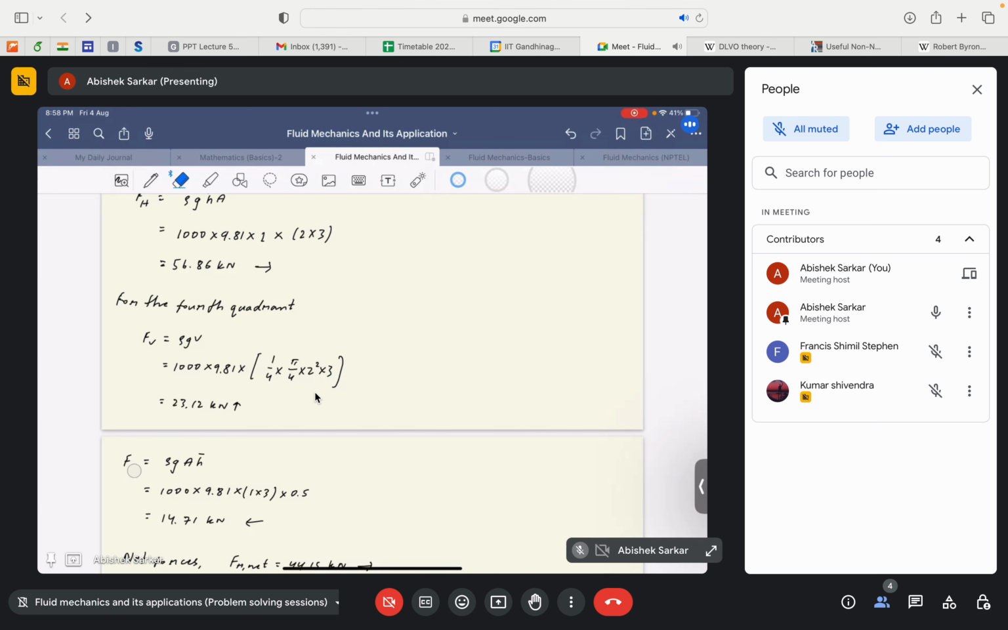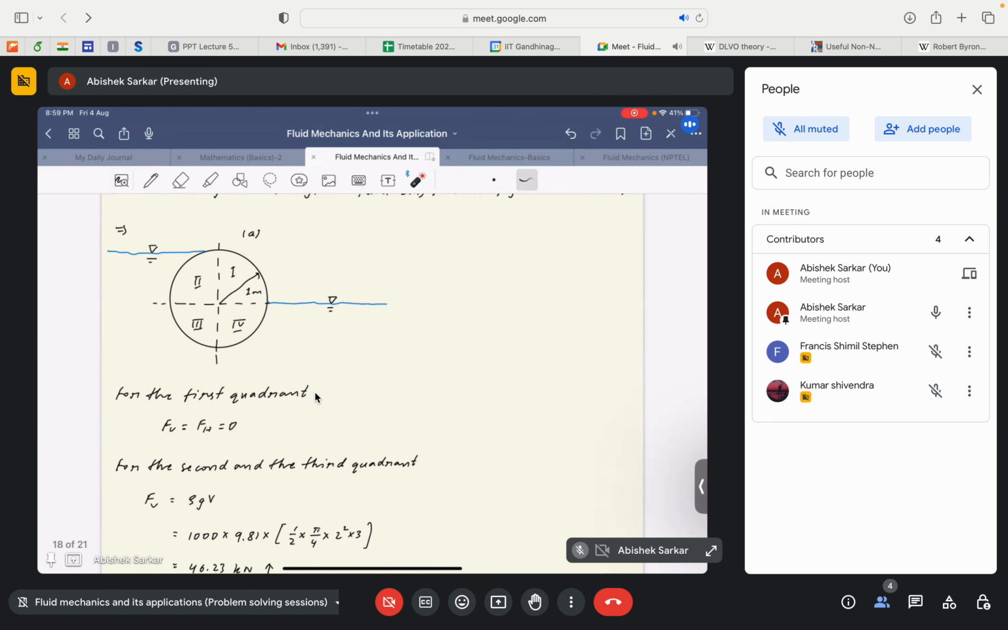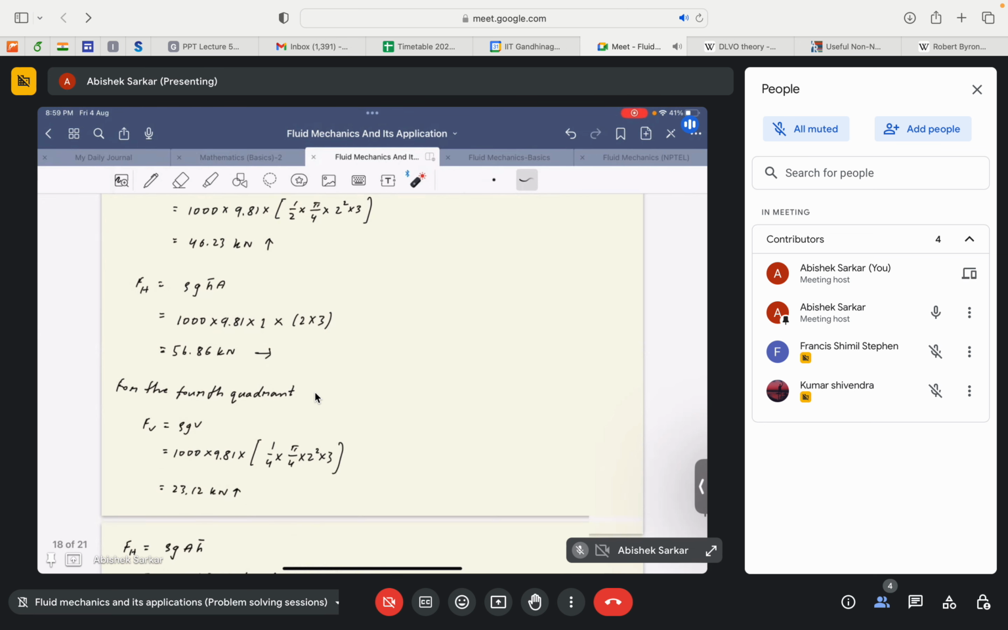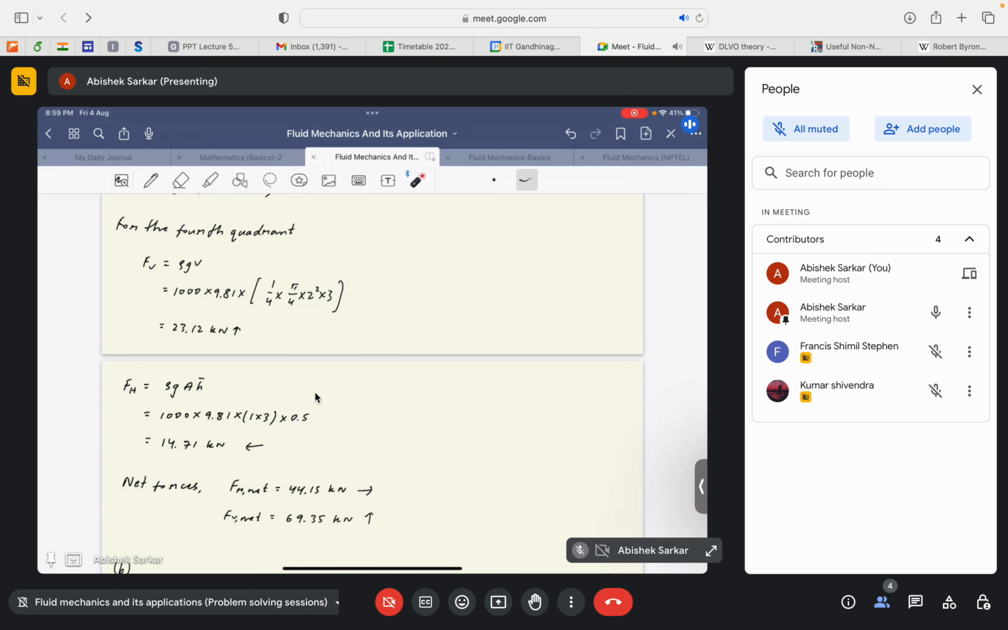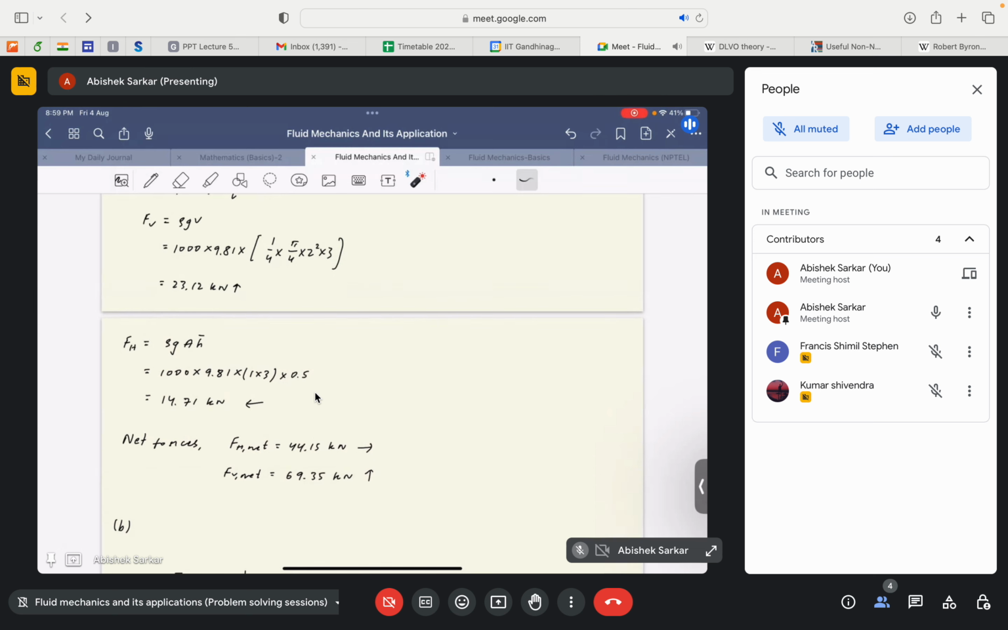Fv equal to rho g v, and we just substitute the values: 1000, 9.81, and 1/4 of the volume of the cylinder. This gives us a net force acting vertically upwards. Similar to that, F horizontal will be given by rho g a h, where rho is 1000, g is 9.81, a is 1 into 3, because this is the area, into 0.5, because that is the position of the centroid. So it will essentially give us a net force acting in the leftward direction. Then to get the net forces along the horizontal and vertical directions, we do the vector addition of these forces and obtain the net forces.